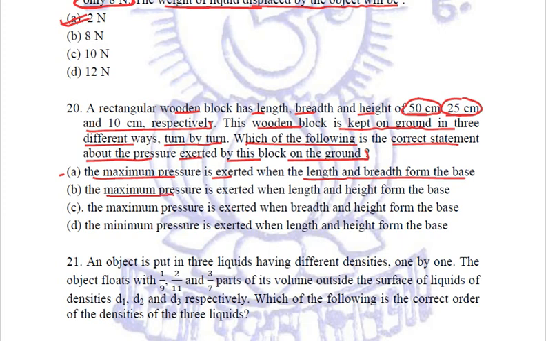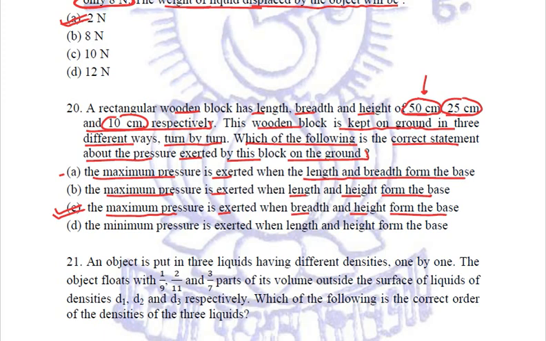The maximum pressure is exerted when the length and height form the base. Length is 50, height is 10, so the area will be 500 centimeters square. Again, it is more as compared to the breadth and height. So this time also it won't be the maximum value. The third option is the maximum pressure is exerted when breadth and height form the base. Now this is the correct option.